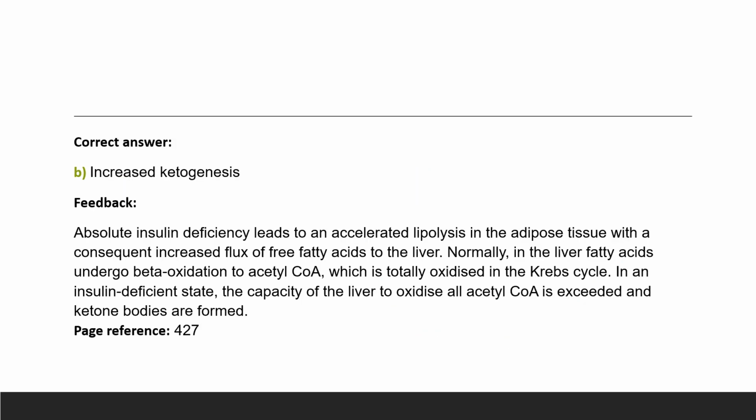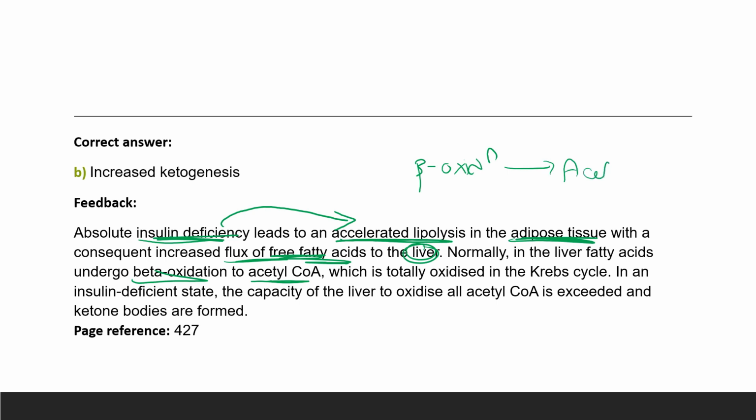So the correct explanation is that absolute insulin deficiency leads to accelerated lipolysis in the adipose tissue with an increased flux of free fatty acids to the liver. Normally, in the liver, fatty acid undergoes beta oxidation to acetyl coenzyme A, which is totally oxidized in the Krebs cycle. In an insulin deficient state, the capacity of the liver to oxidize all the acetyl coenzyme A is exceeded and ketone bodies are formed.